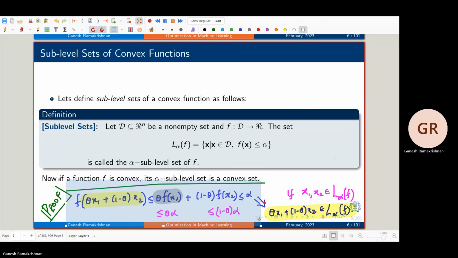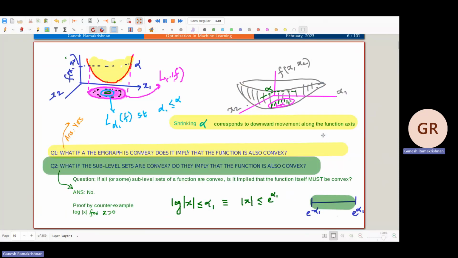Very straightforward. But the problem we saw was, if the sublevel sets are all convex, then what happens? Is the function necessarily convex? And what was your intuition? No, right? So that's where we left off as a homework problem. I gave this example. Same thing I'm showing here in this figure, what I showed on the board, alpha 1, etc.